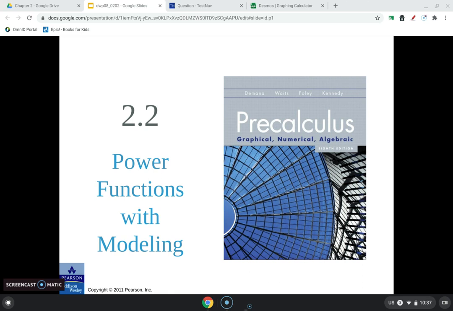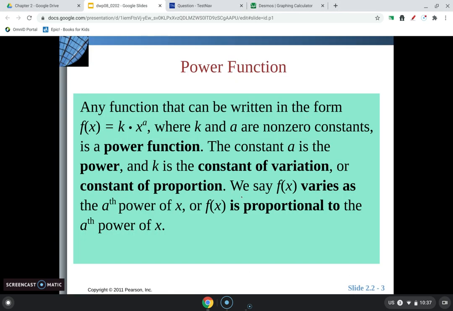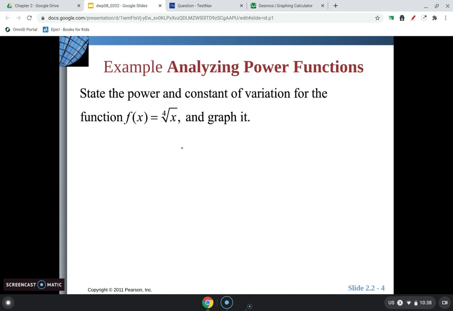This is pre-calc lesson 2.2, power functions with modeling. So we'll talk about different types of power functions. Any function that can be written in the form k times x to the a power, where k and a are non-zero constants, is a power function. So x has to be the base, k and a have to be numbers to be a power function. So state the power and the constant of variation.